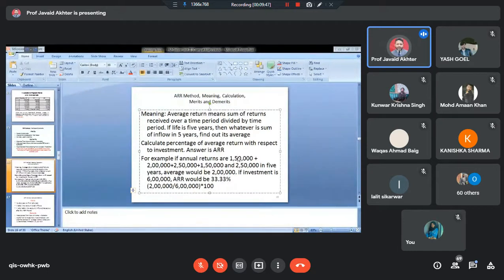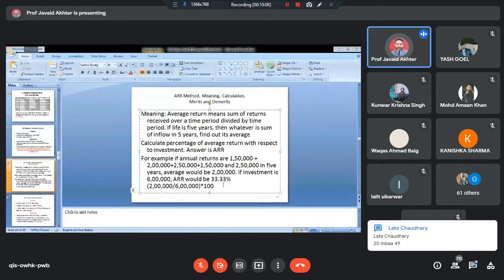In some books, you will find average rate of return is not calculated like this. The authors take the average of outflow also. So you may take the average of outflow, but the popular method, or what most people do, is not to take the average of outflow, just take the average of inflows only. So in this way, it can be calculated.